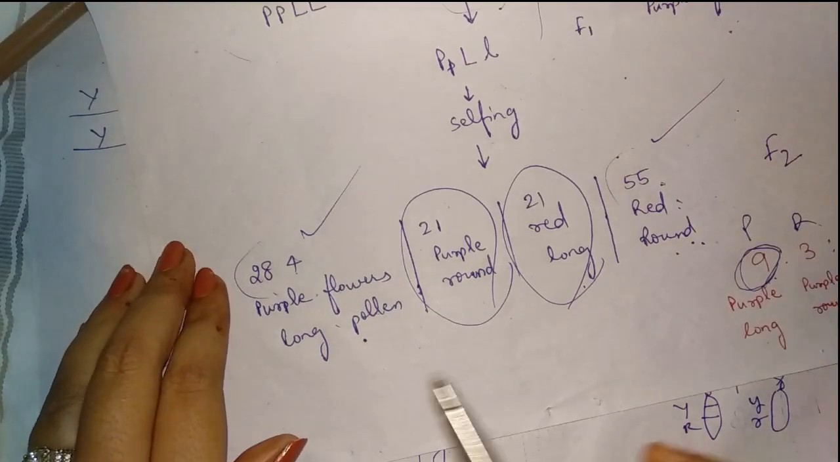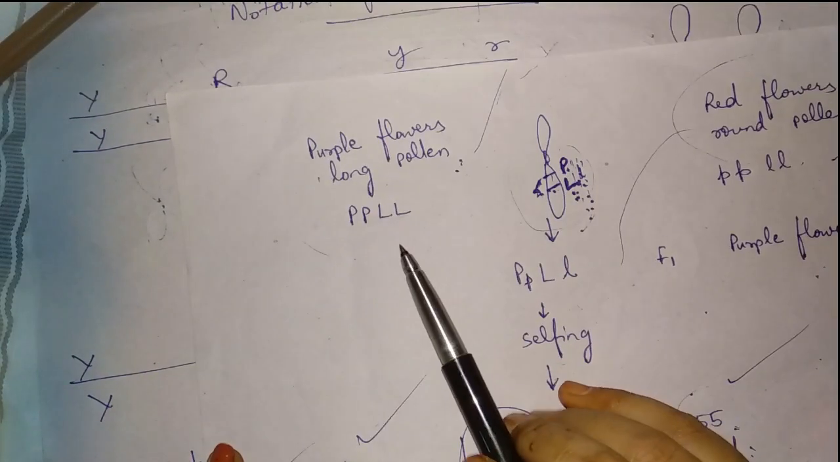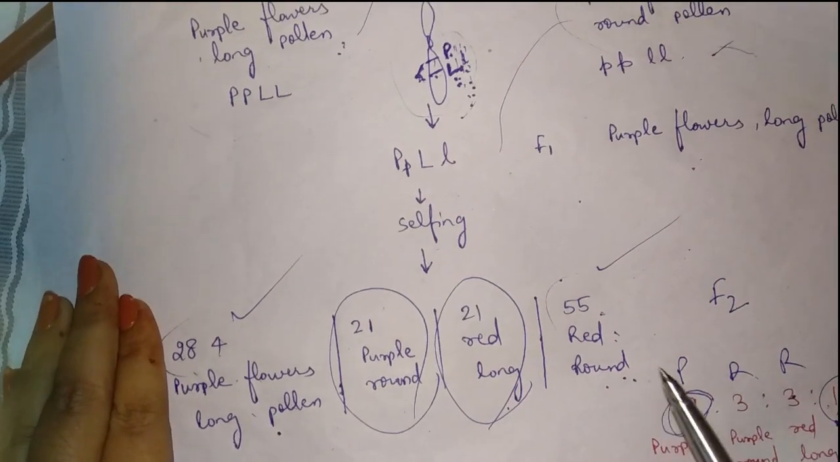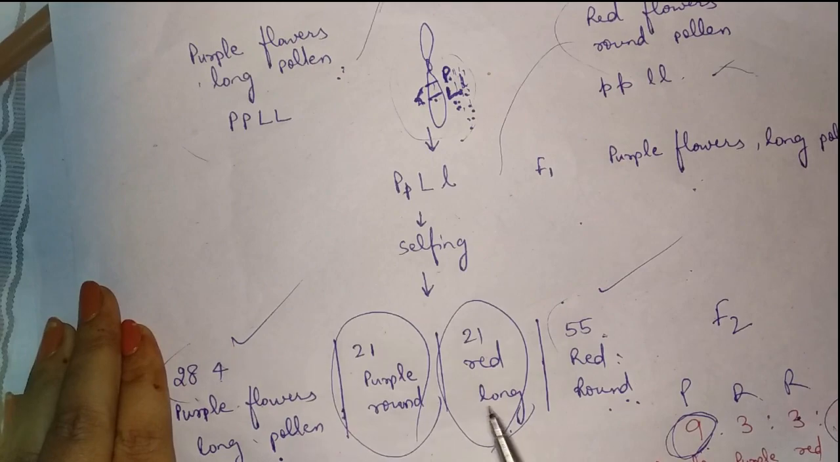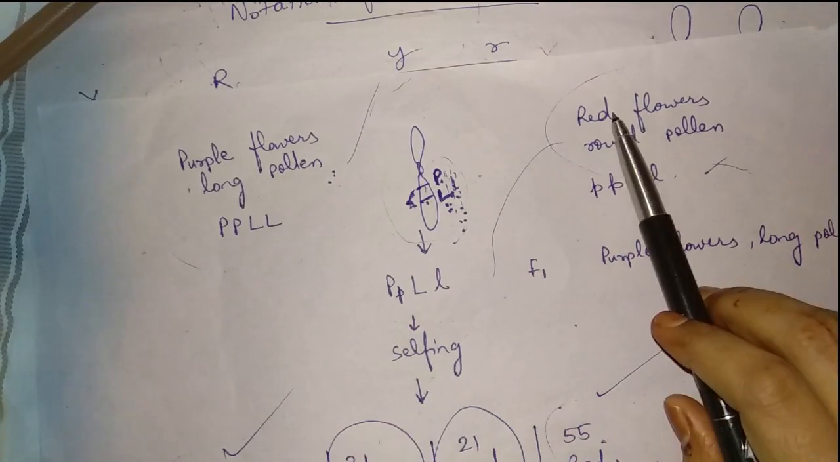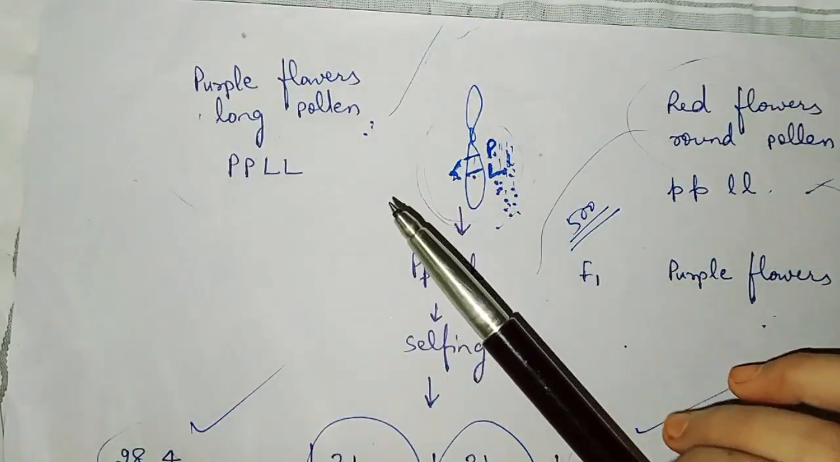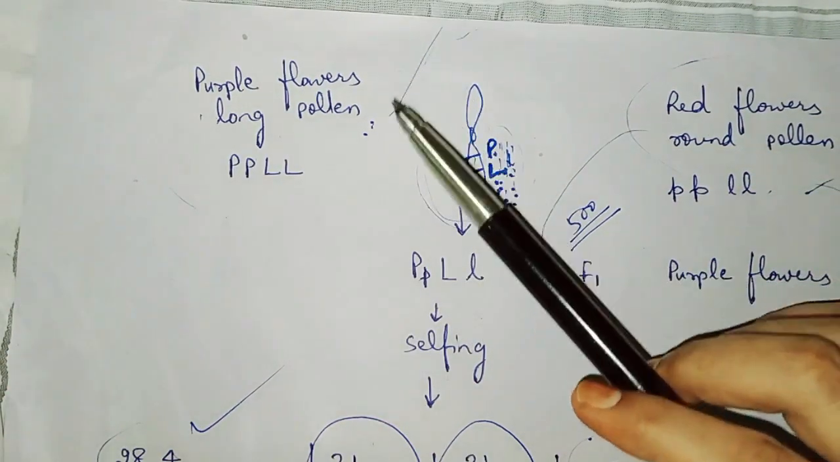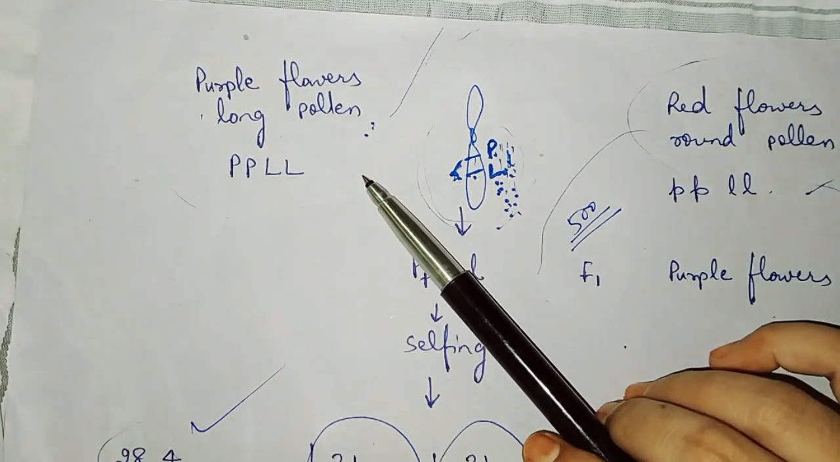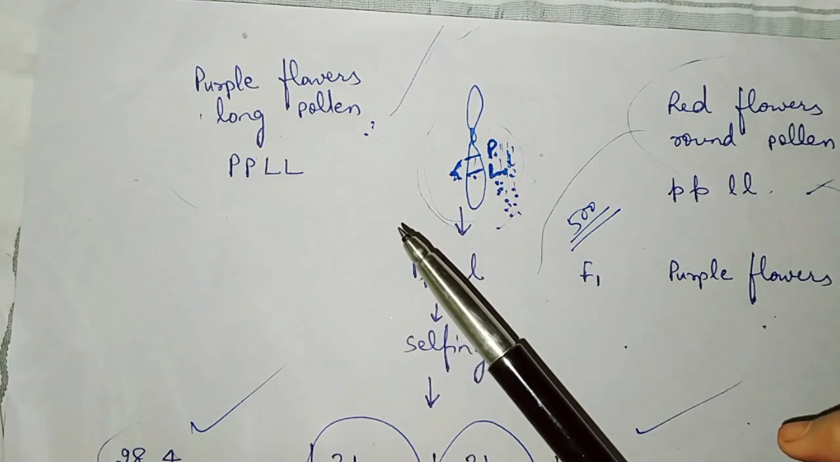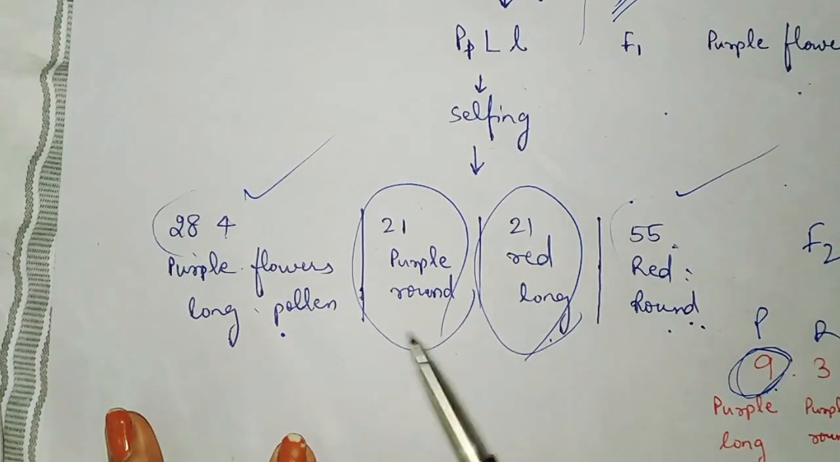But they got the highest number from the homozygous dominant parent and the second highest from the homozygous recessive parent, that is purple and long was 284 and red and round was 55. And the intermediates were recombinants, that is purple round and red long. They could not explain the results, but now we know that the genes for flower color and pollen size are linked and they are present close together on a single chromosome. This type of linkage is incomplete linkage, as we got a few recombinants also.